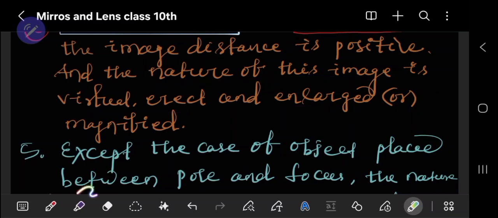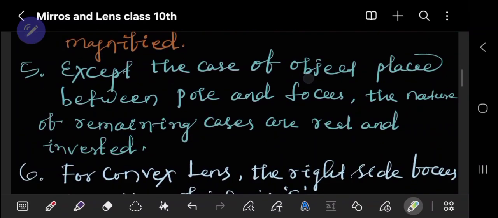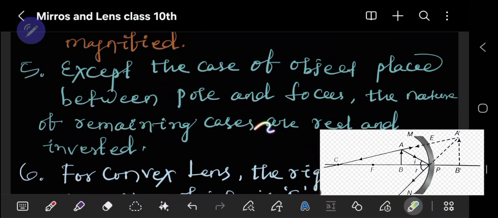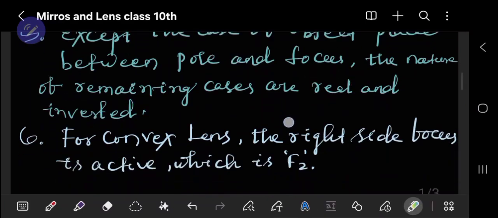This is the only condition of concave mirror. Listen carefully, dear student. This is the only condition of concave mirror where we can say that the image nature is virtual, erect and enlarged as compared to the size of the object. Instead of enlarged, you may write magnified. Now coming to point number 5. Except the case of object placed between pole and focus, the nature of the remaining cases is real and inverted. Already I spoke about it in the previous point.